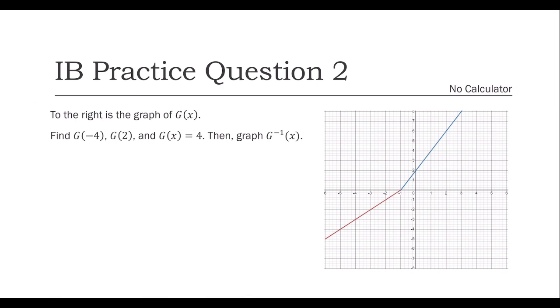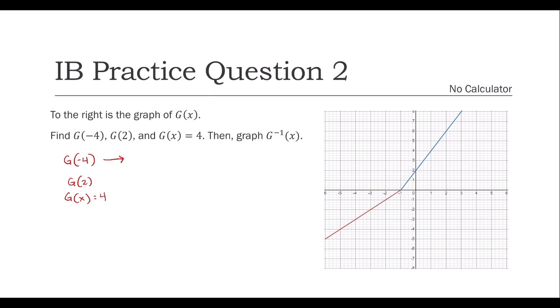Here for our second IB practice question, it says, to the right is the graph of g of x. Find g of negative 4, g of 2, and g of x equals 4. Then graph g inverse of x. So g of negative 4, g of 2, and g of x equals 4.